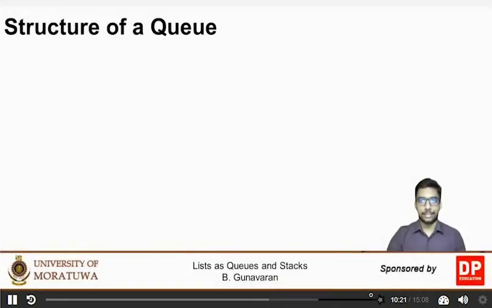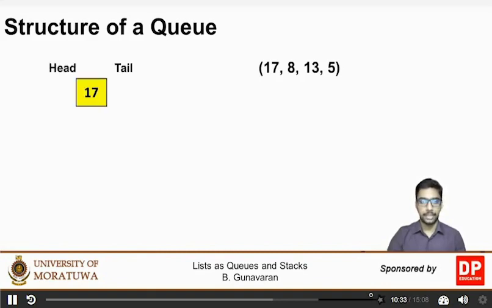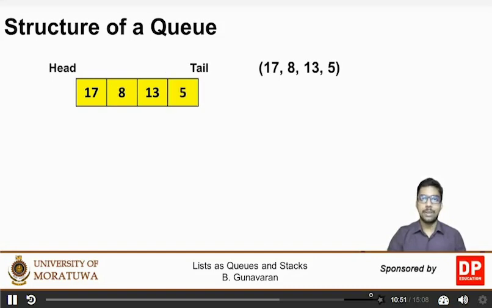Now that we know the fundamentals of a queue, let us move on to building an actual queue containing some values. We are going to insert the following 4 numbers, 17, 8, 13, and 5, into a queue. First, we insert 17. As shown here, a queue has a head and a tail. Insertion takes place at the tail of the queue, and deletion happens at the head of the queue. Next, we insert 8, 13, and finally 5. After inserting all the 4 numbers, this is what our queue looks like.